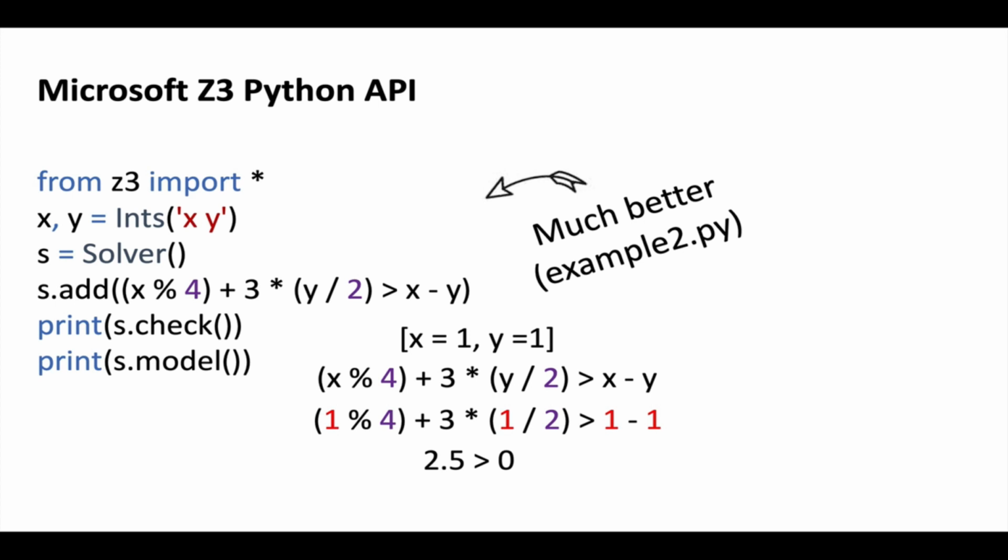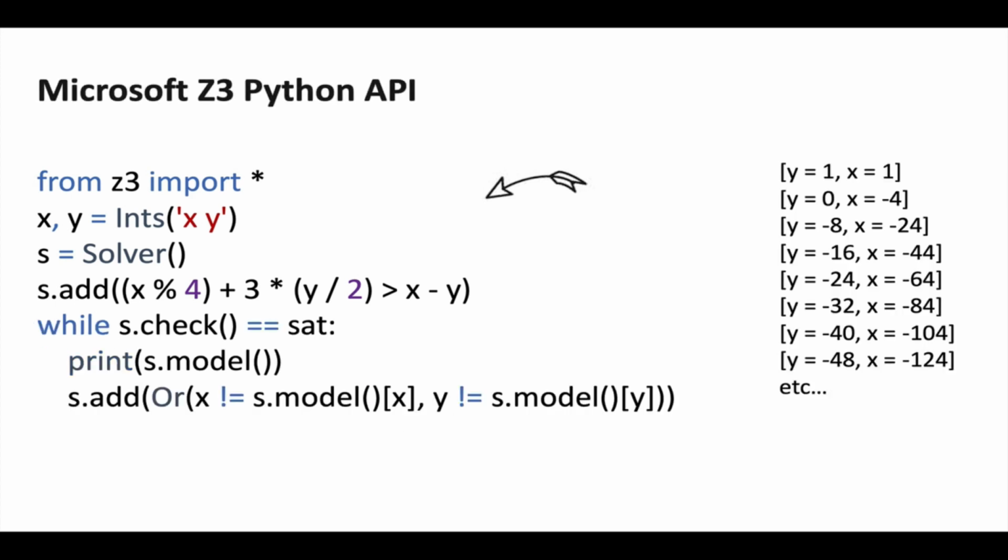However, we have to add constraints that say we no longer want x to be 1 and y to be 1, and then we have to resolve. And we can continue doing this until we've exhausted all of our space and we finally run out and return unsat.